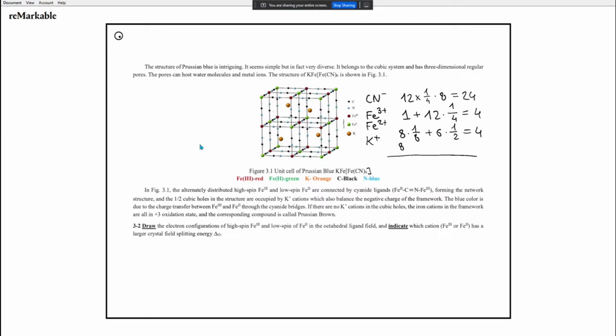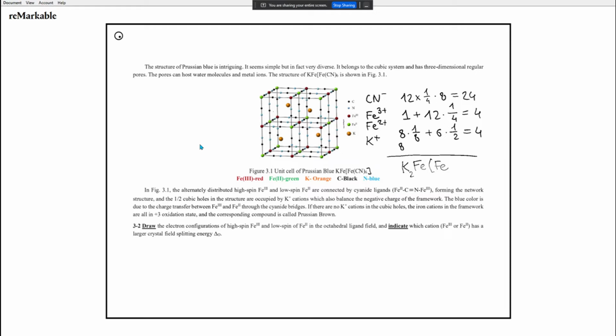So if we now derive the formula, it is potassium, iron. Yeah, something is odd here. Let me check. Maybe I have miscalculated something, because now it seems that the formula is potassium 2, iron.